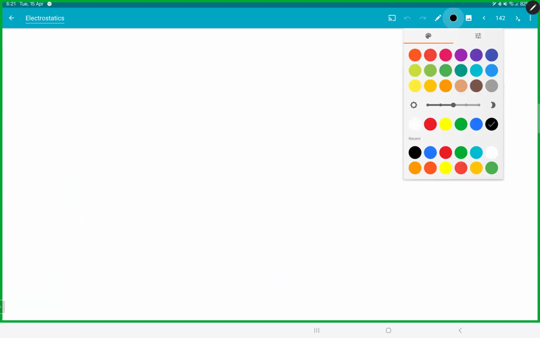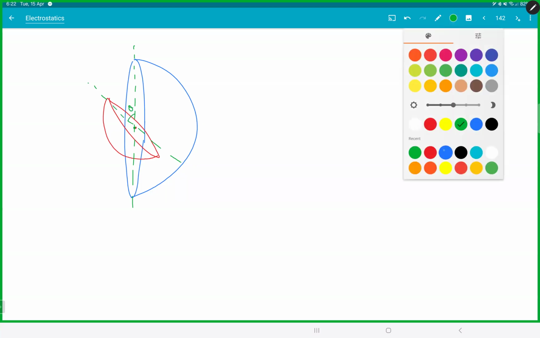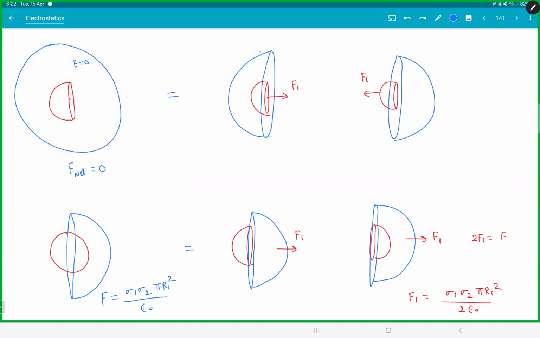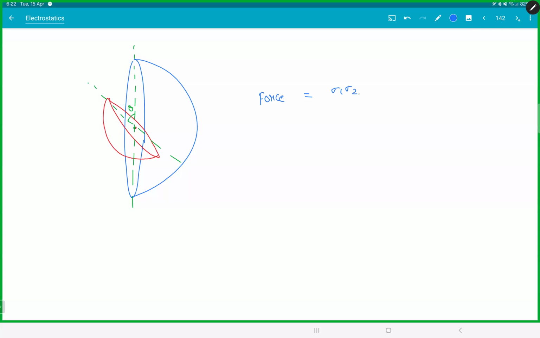And the best part about this question is, if I had given you a shape like this, keep them at an angle also, the answer won't change. So if you have taken this at an angle, the force will still remain same. Force between them will be this guy only: sigma 1 sigma 2 pi r1 square by 2 epsilon, independent of theta. Again, you can prove it by symmetries.